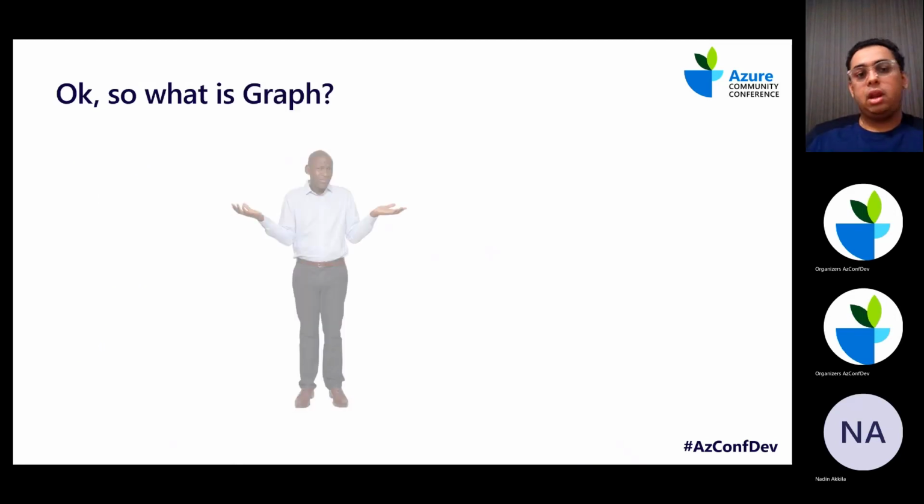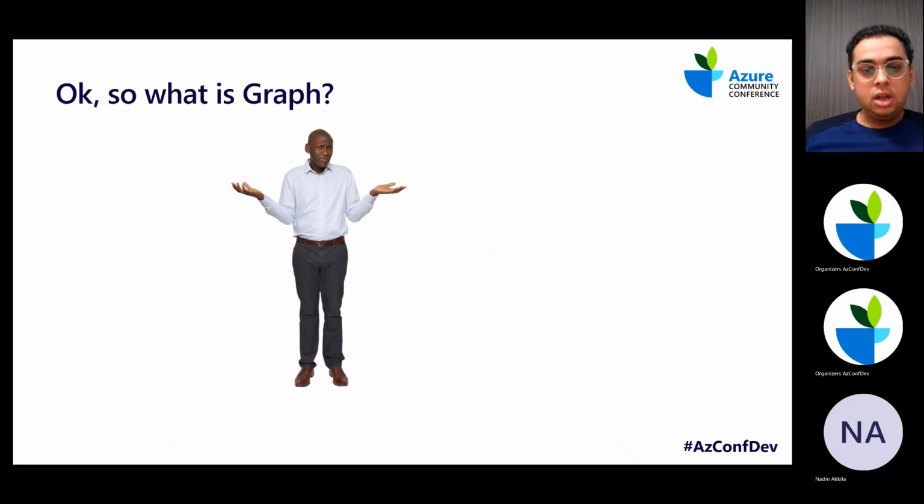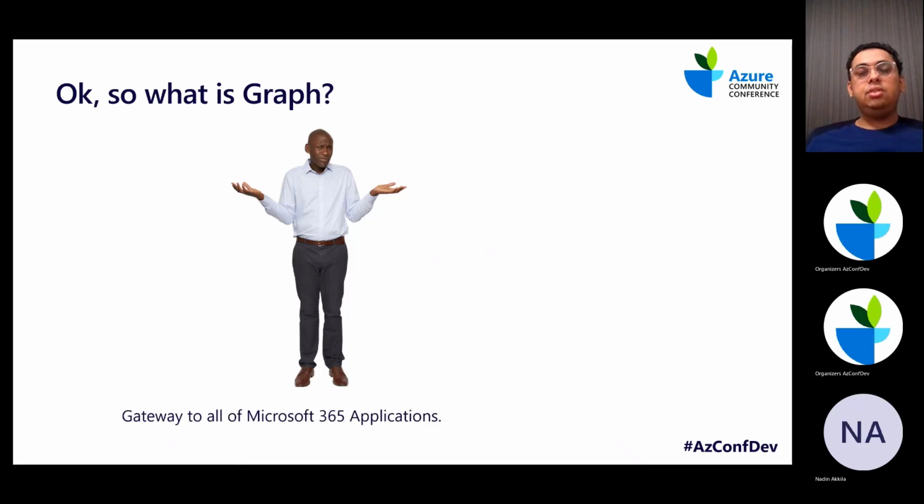Let's get started. Okay, what is Graph, right? So Graph is, like I said, basically a REST API, which is designed to be language agnostic, with very simple syntax, and it supports a lot of advanced features. Very easy for you to go get the data, right? Essentially, it's a gateway to all Microsoft 365 applications, right?